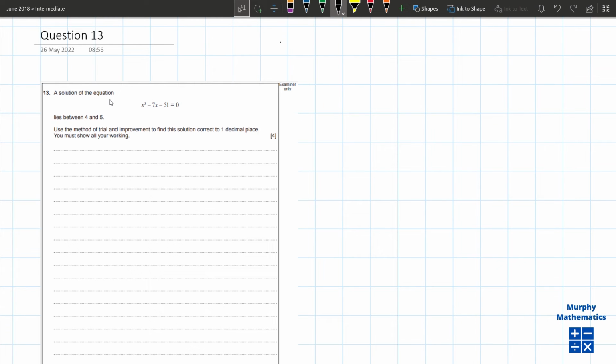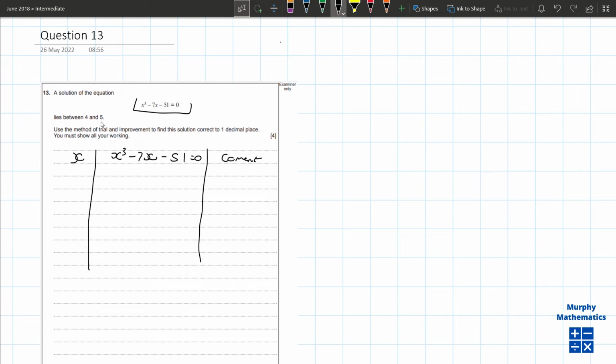And it's a solution of the equation x cubed minus 7x minus 51 equals 0. Lies between 4 and 5. Use the method of trial and improvement to find the solution correct to 1 decimal place. You must show all your workings. Okay, so we've got trial and improvement, and we like these because they're quite simple. So we need a 3-column table. We'll have x. We'll have our equation, which is x cubed minus 7x minus 51 equals 0, and we'll have our comment.